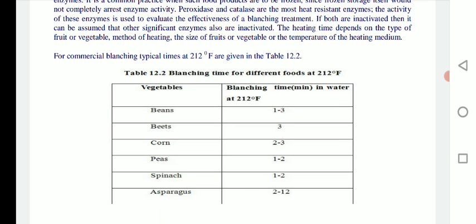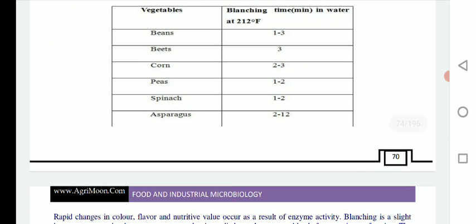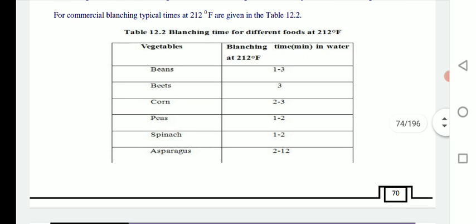Then beets are treated for 3 minutes. Then corn, for 2 to 3 minutes. Then peas, for 1 to 2 minutes. Then spinach, for 1 to 2 minutes. Then asparagus, for 2 to 12 minutes. So these are combinations at a fixed temperature but varying time. Here the temperature is fixed and the time of treatment varies.